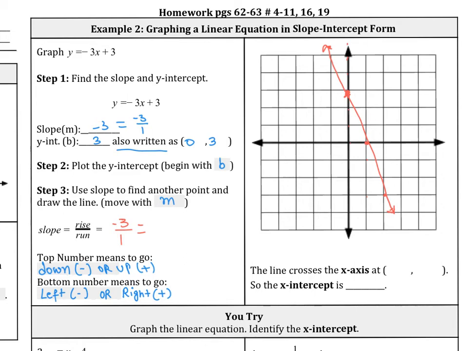Now we are going to answer the question. The line crosses the x-axis. So this is the x-axis line. This line crosses the x-axis at 1 comma 0. So the point is going to be 1 comma 0, or the x-intercept is 1.